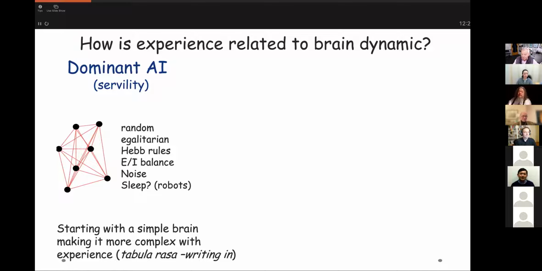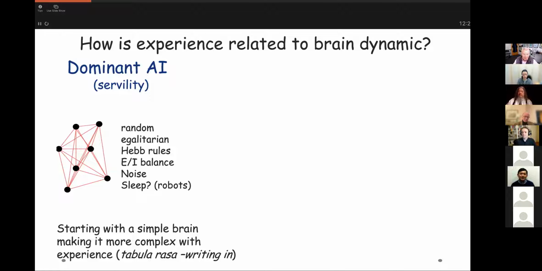we can distinguish basically three extreme versions of how we think about brains in general. One is, I would say, still dominant, and is based on keywords like random organization, egalitarian, Hebb rules, EI balance, noise, and sleep plays no importance whatsoever. We create robots so they can work 24 hours a day, and we create algorithms to work 24 hours a day, but we humans and other animals sleep also.